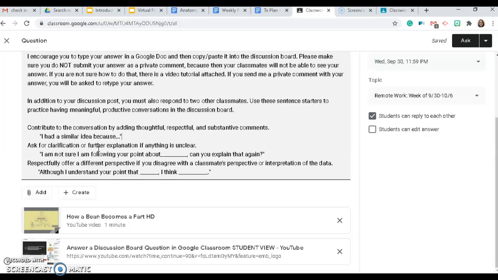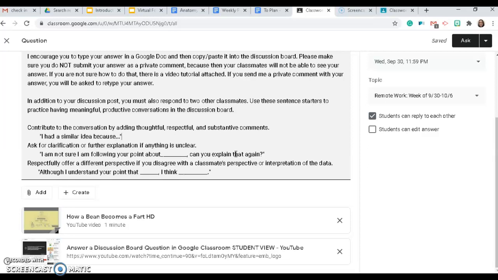So for example, you can say something like, "I'm not sure I'm following your point about blank. Can you explain that again?" And you can respectfully offer a different perspective if you do disagree with the classmate's perspective or interpretation of data. "Although I understand your point that, I think blank."